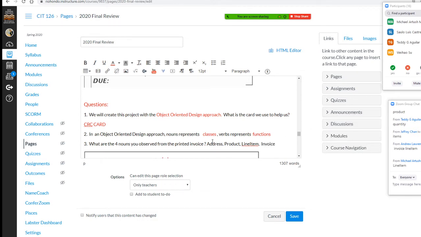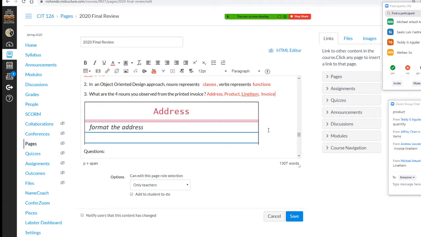So I have four variables right here, four nouns. So because four nouns, I'm going to create four classes. Take a look at first class here. First class is called address.